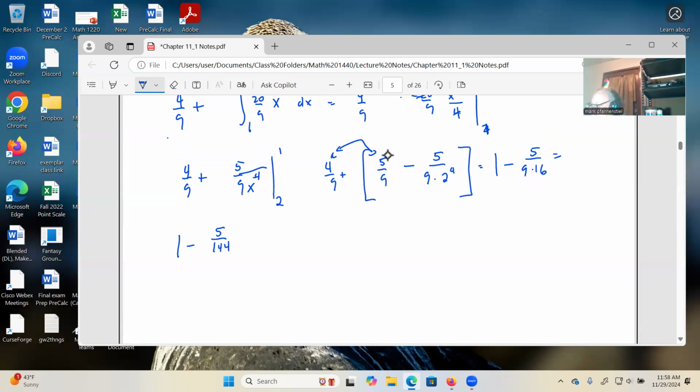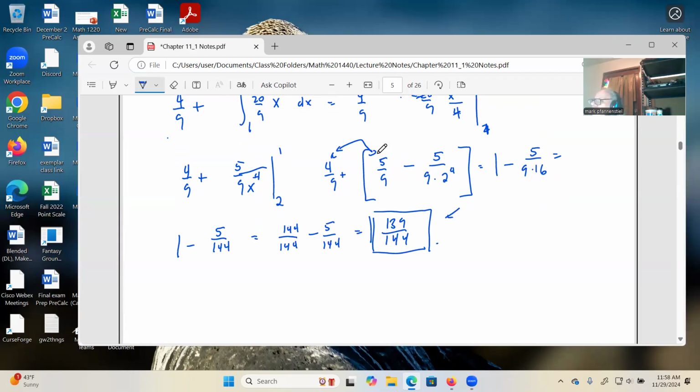And again, you could have put that in the calculator, that's fine, which is equal to 144 over 144. That's a fancy way to write one, minus 5 over 144. And I think that's going to be 139 over 144. That's a number less than 1. So I know that this is okay as a probability.